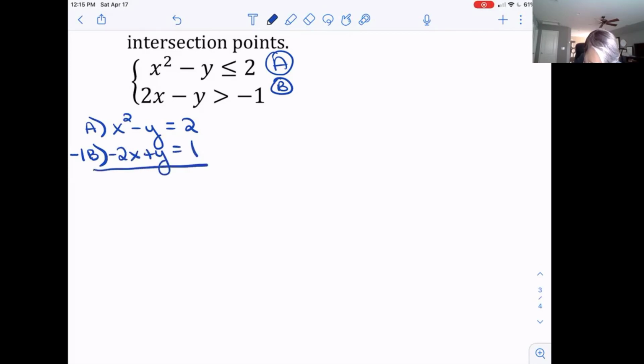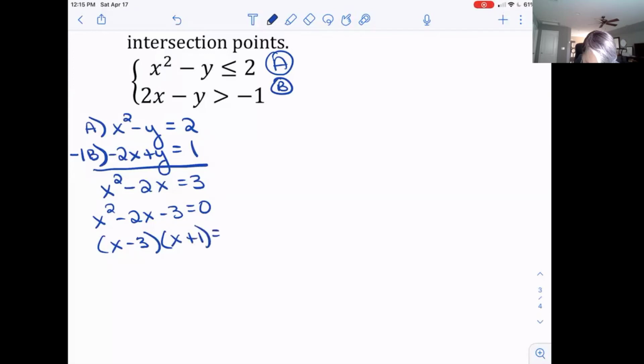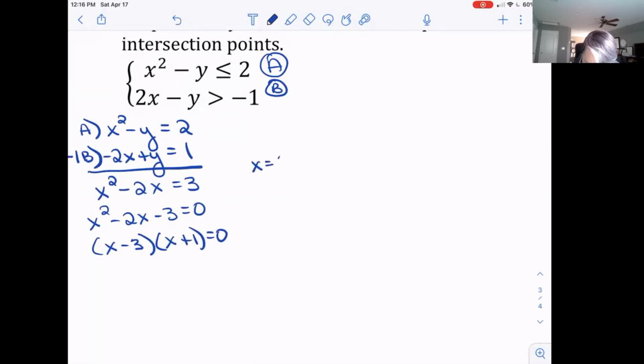So when we combine these, we get the equation x squared minus 2x equals 3. And since it is a quadratic, let's set it equal to 0, see if we can factor. And we get (x minus 3)(x plus 1) equals 0. So that gives us 2 possible x values: x equals 3 and x equals -1. But again, we have to find those corresponding y values.